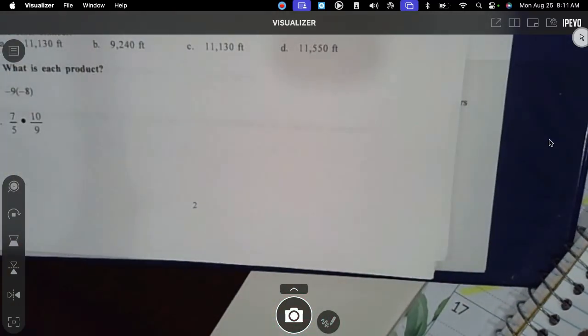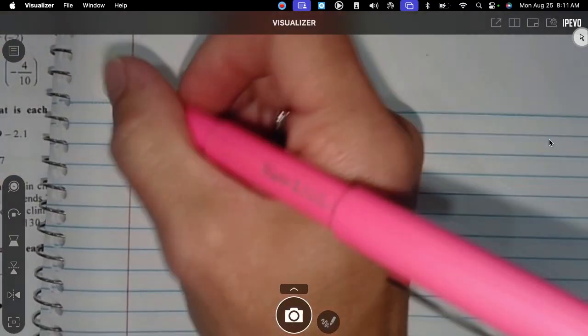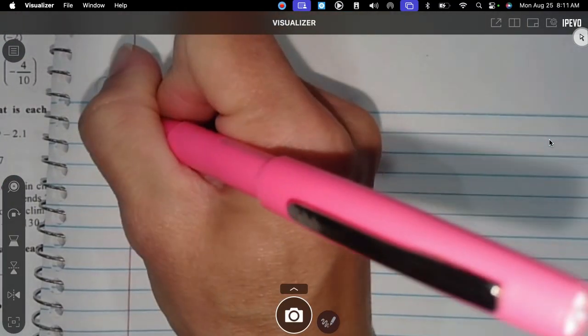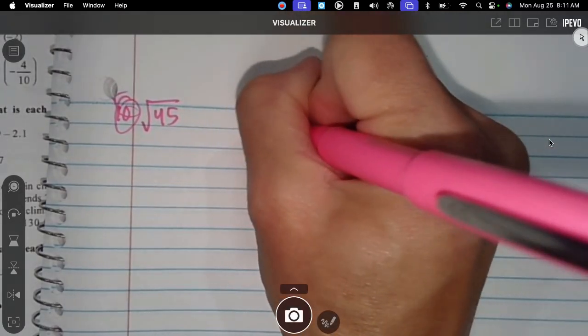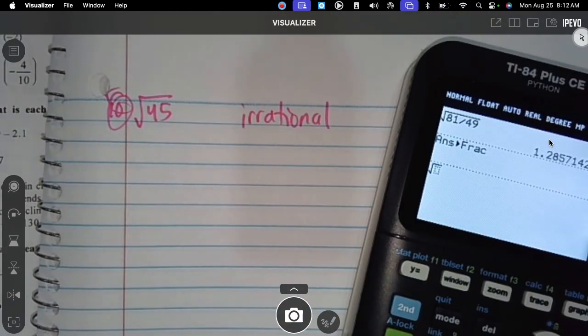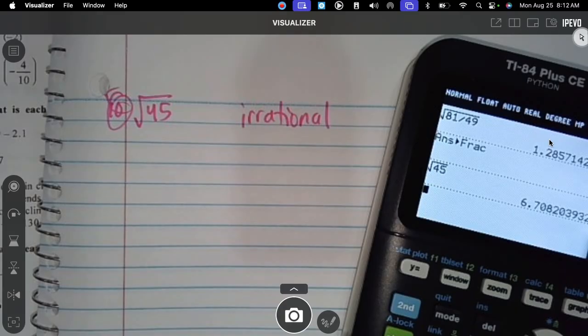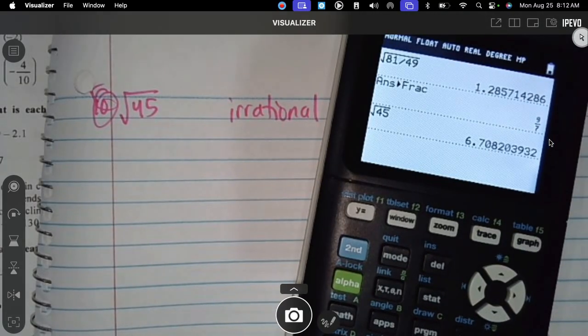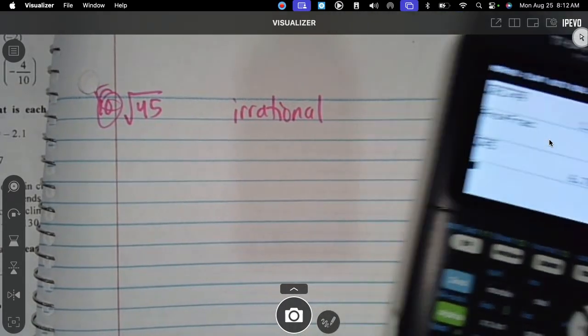Number 10 is just like that. Okay, what type of number is the square root of 45? So if I type it in my calculator, it's going to give me a decimal that goes on and on forever. What kind of number is that? Irrational. And if you're not sure, just type it in your calculator. The square root of 45, 6 point something. Keeps going. So that is why it is irrational.